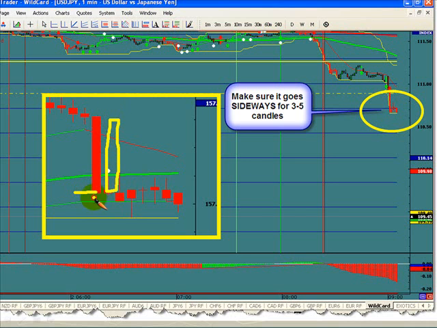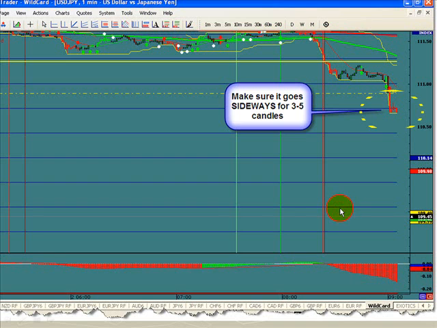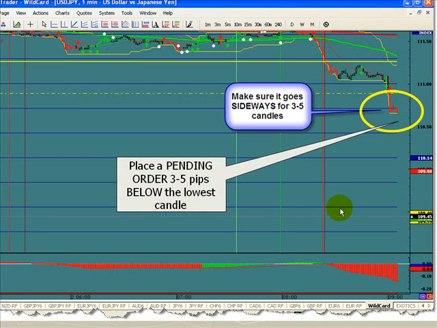All right? The other thing is, if it goes sideways, it tells us another thing. There are no buyers up here. Okay? If there are no buyers in the market, there can only be sellers. Okay, so we want it to go sideways for 3 to 5 candles. What do we do then? Well, we simply place a pending order 3 to 5 pips below the lowest candle, and that's the wick and all. So whatever the lowest wick is, you would place an entry order below that for the follow-through.